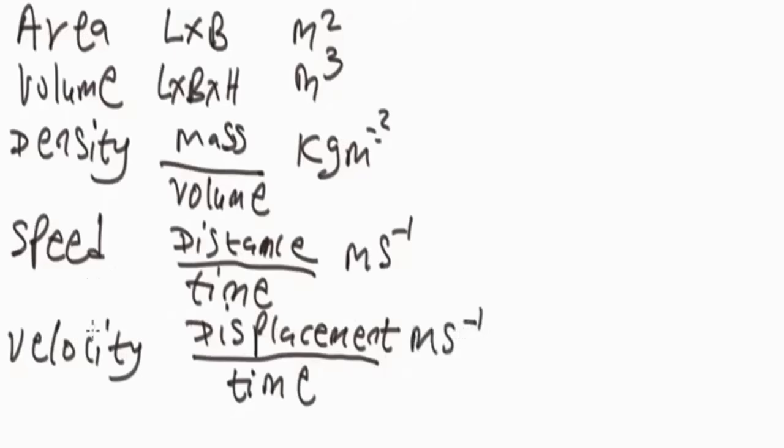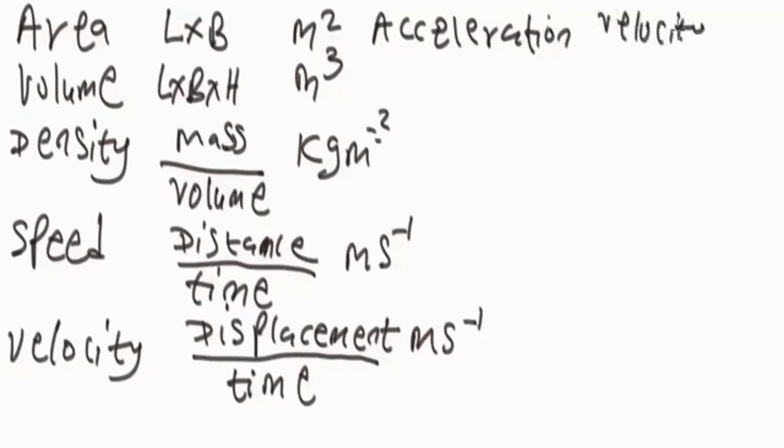Now the difference between speed and velocity is that speed is a scalar quantity, whereas velocity is a vector quantity. Speed has magnitude but no direction, but velocity has both magnitude and what? Direction. We also have acceleration, which is calculated using velocity over time. The unit of acceleration is meter per second square.